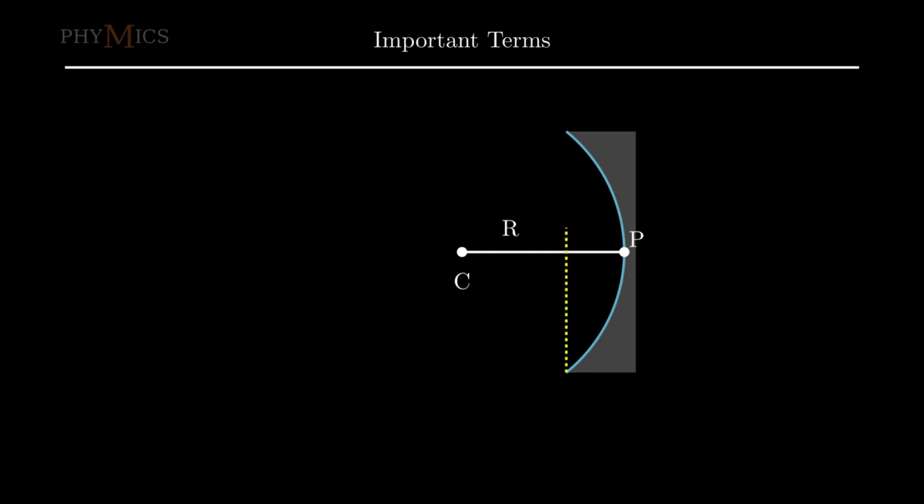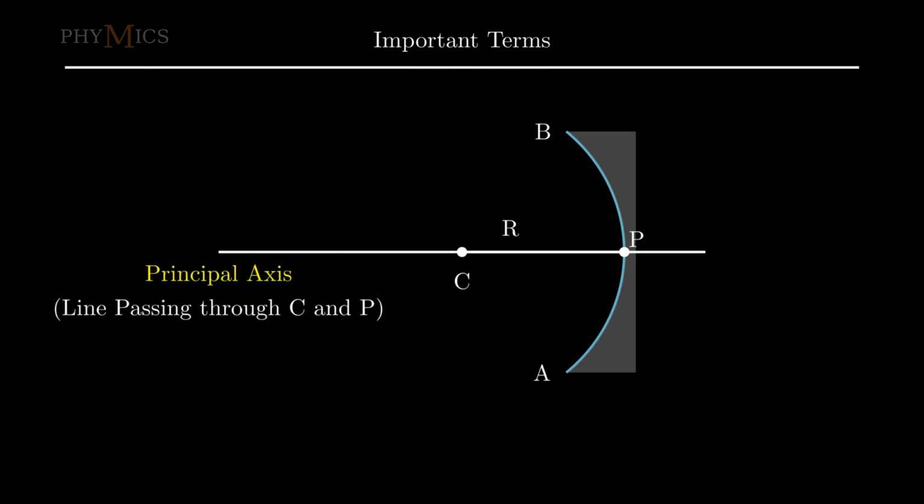Next term is aperture, which is defined as the chord AB that is formed by joining the endpoints of a spherical surface. Next, we define a straight line that passes through pole and center of curvature called as principal axis.